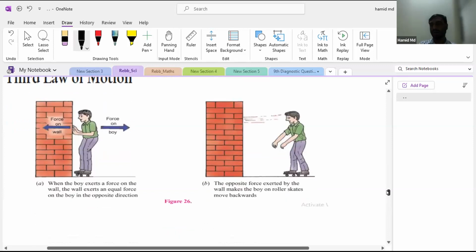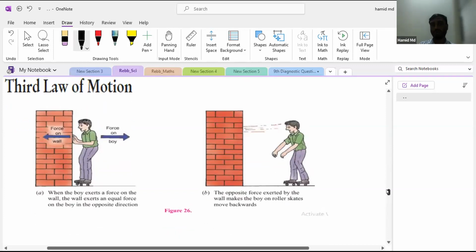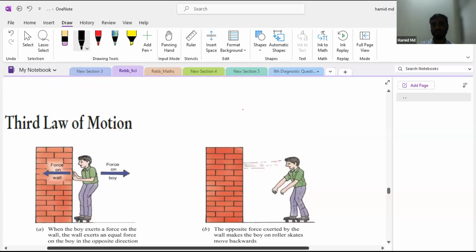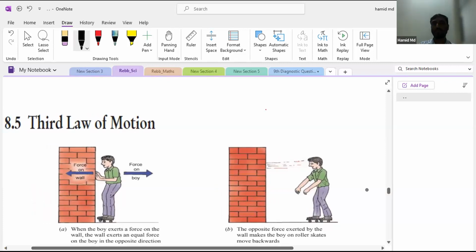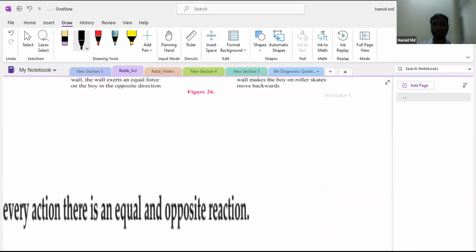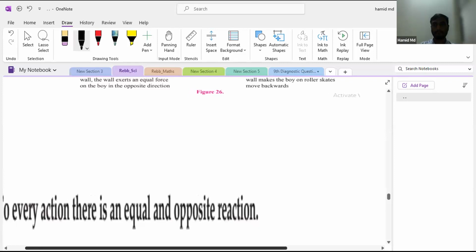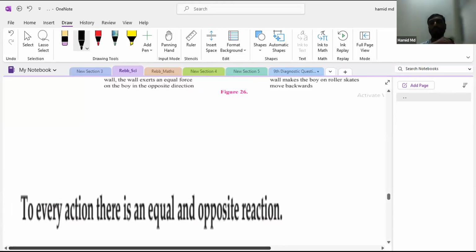Now we will start the third law. We already discussed it in the first class, right? So what is the third law? The third law is: every action has an equal and opposite reaction. You may write it down.